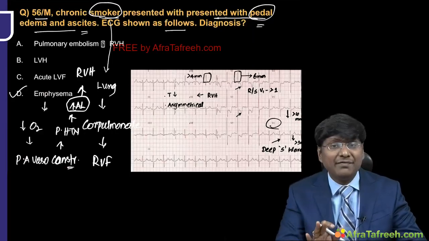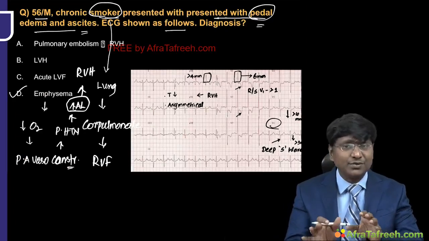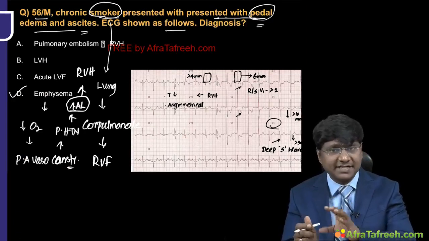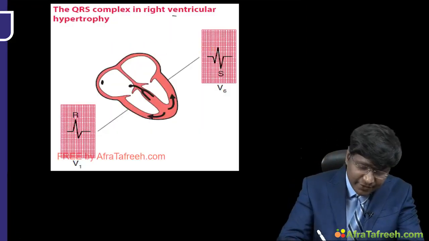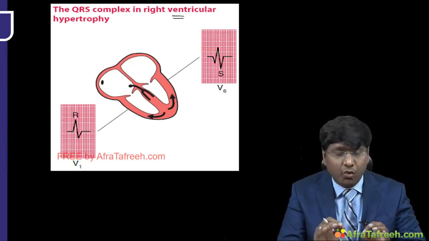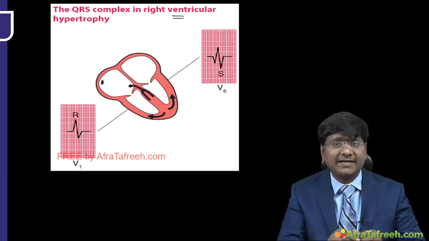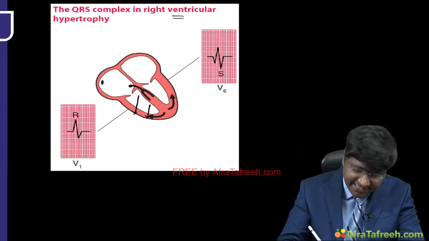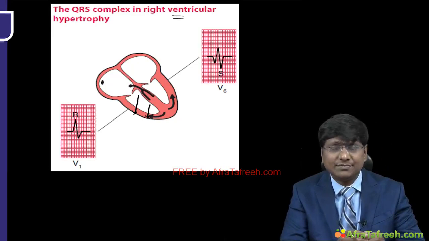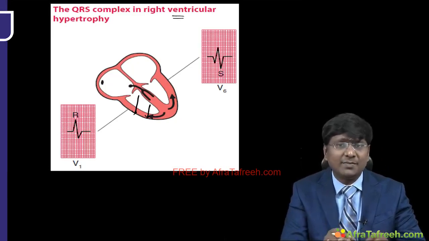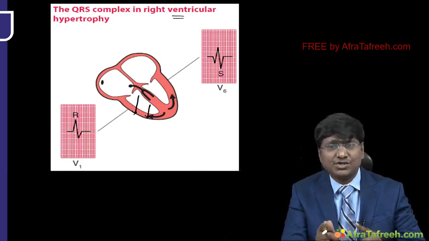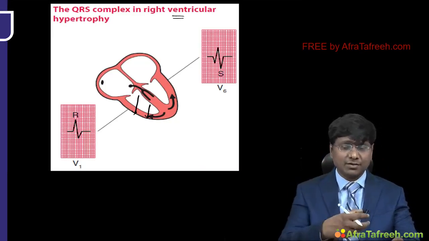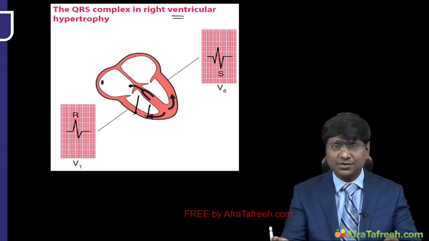So this is the criteria for right ventricular hypertrophy. Now, let me explain the reason why you have a dominant R wave in V1 and why you have a deep S wave in V6. Let me explain the concept. In patients with right ventricular hypertrophy, what will be the direction of the net electrical activity? In right ventricular hypertrophy, the direction of the net electrical activity is towards the right-sided leads. Why is that? In a normal individual, the direction of depolarization is towards the left ventricle, because the left ventricle is thicker than the right ventricle, so the net electrical activity will move towards your left ventricle.